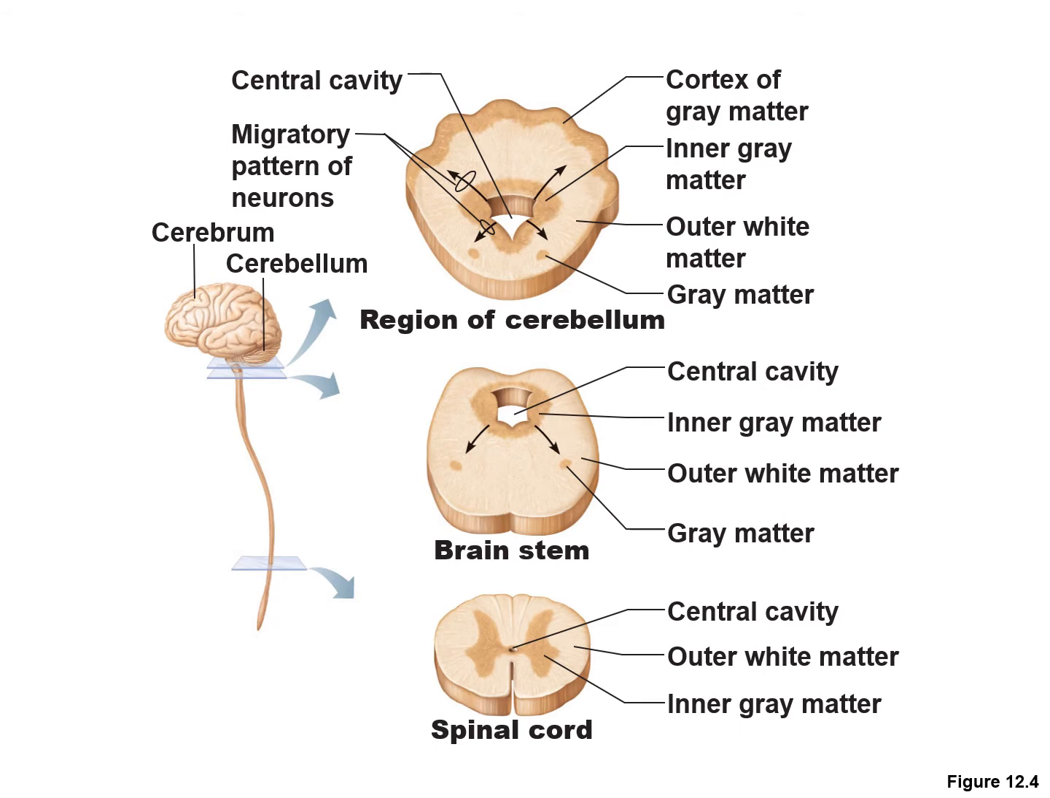So you still have inner gray matter surrounding a fluid-filled area, but that's surrounded by outer white matter, again with smaller portions of gray matter scattered within the white matter. By the time you get down to the spinal cord, the only thing that's left is a central cavity filled with cerebrospinal fluid, surrounded by inner gray matter, surrounded by outer white matter.